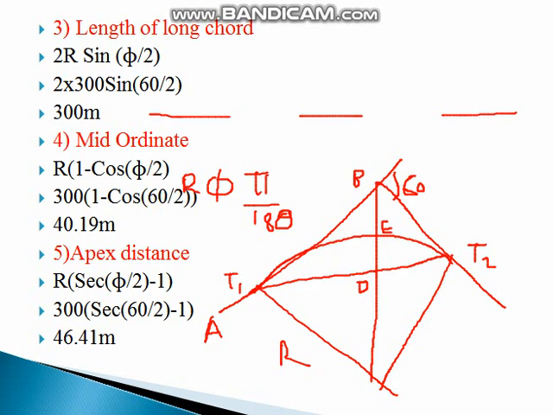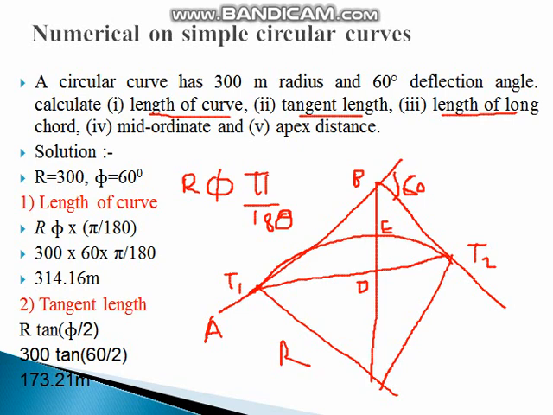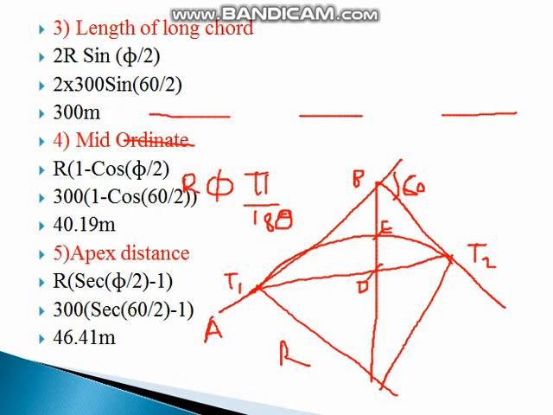Then the mid ordinate. The mid ordinate is nothing but the distance DE. This distance is called the mid ordinate. What is the formula for the mid ordinate? The mid ordinate is R times 1 minus cos phi by 2. Putting in the radius 300, 1 minus cos 60 by 2, gives 40.19. So the distance DE is the mid ordinate.